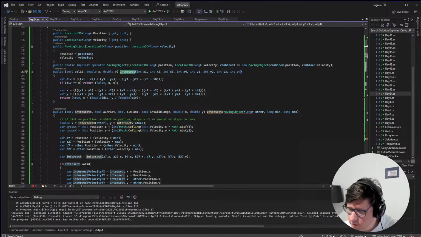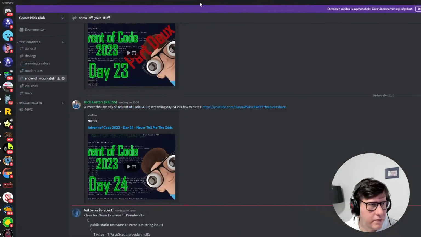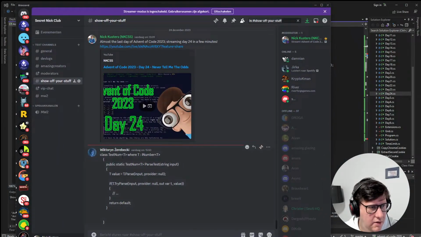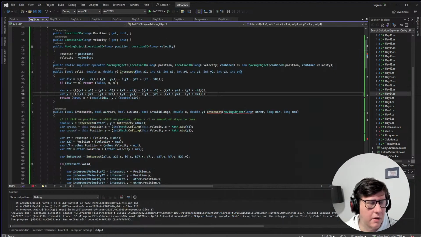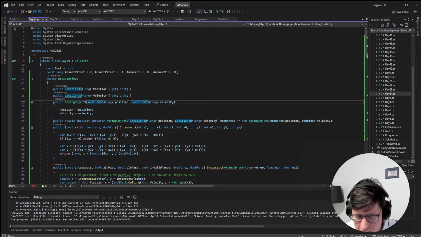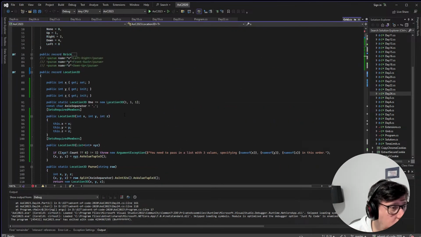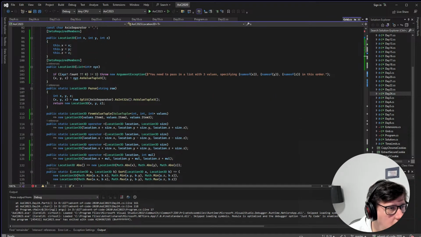Check Discord, posted code that works for generic parsing. Okay, let me pull that up. Oh, let's see. Test num T, where T is parse test T.parse input provider null. Ah, okay. Nice. So T has a parse. I was just looking at like this location 3D. I have a version in here.